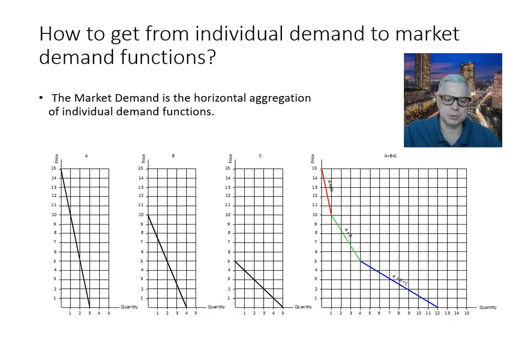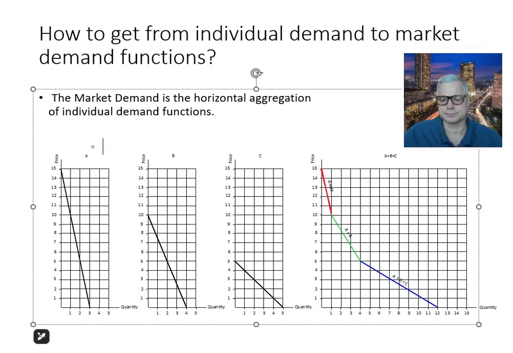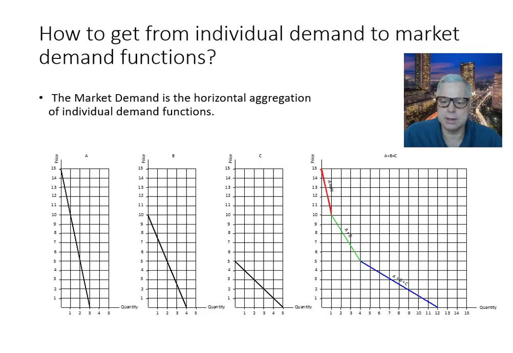And in the price range between 15 and 10, only individual A would demand anything. So in this case, the market demand function is equivalent to individual A. So if we just draw this here, okay, so then between 15 and 10, I just can put that to the market demand function. And between a price of 15 and 10, it's only A.